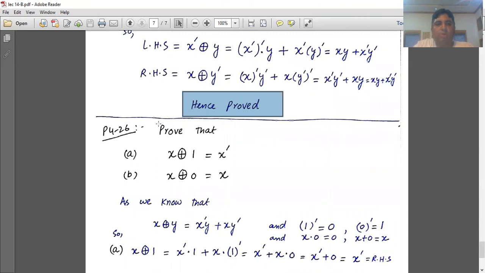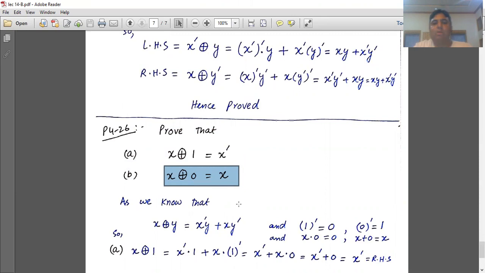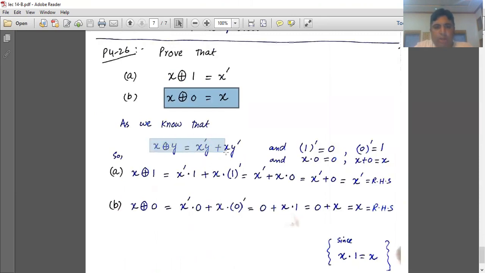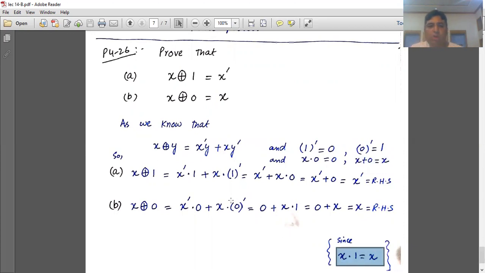Next, in problem 4.26, there are two proofs basically. In A, we have to prove that x exclusive or 1 is equal to x bar. And in part B, we have to prove that x exclusive or 0 is equal to x. So again, we know that x exclusive or y is equal to x bar y plus x y bar. And we know that the complement of 1 is equal to 0 and the complement of 0 is equal to 1. And we know that x dot 0 is equal to 0, x plus 0 is equal to x, and x dot 1 is equal to x.